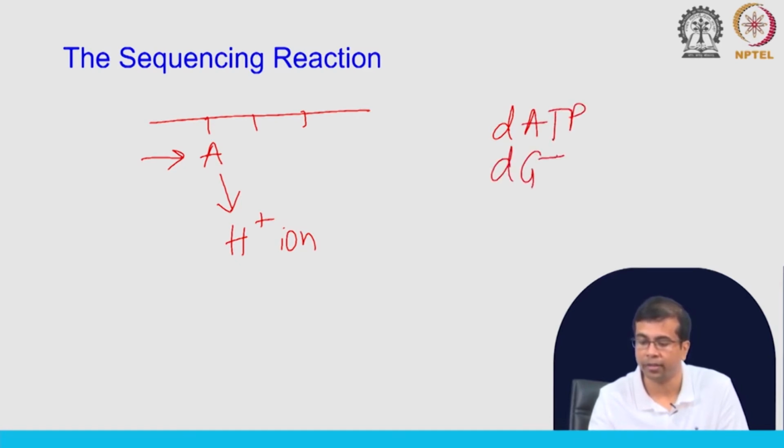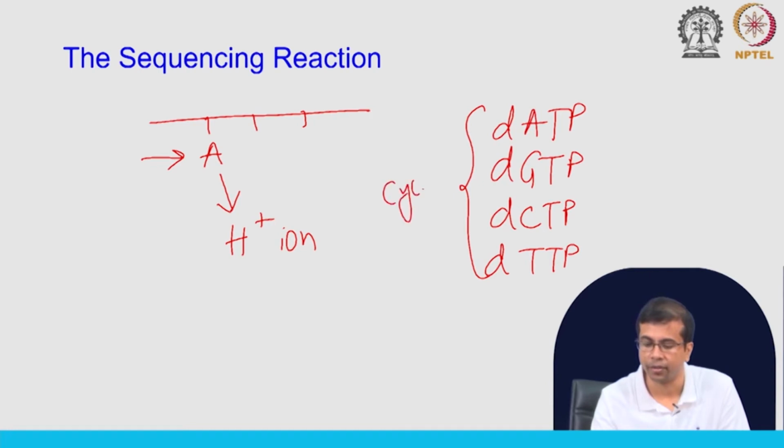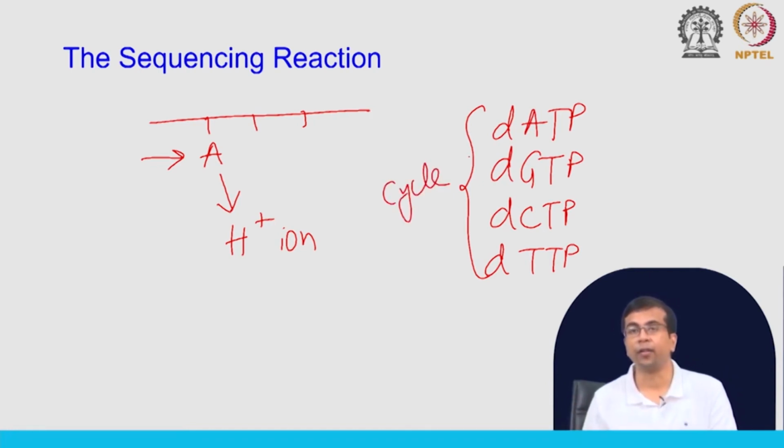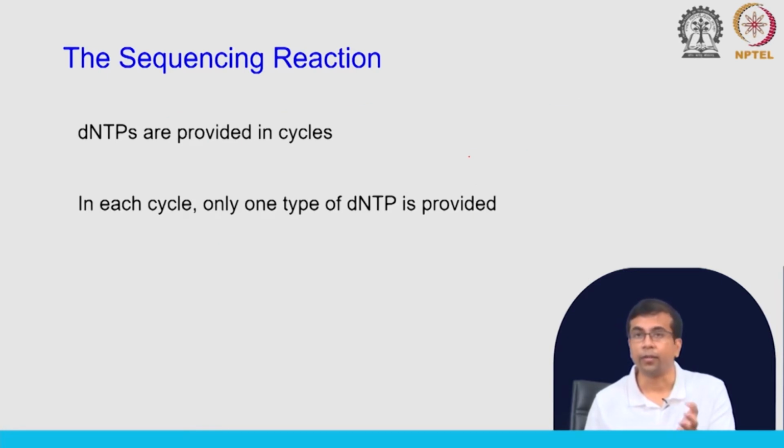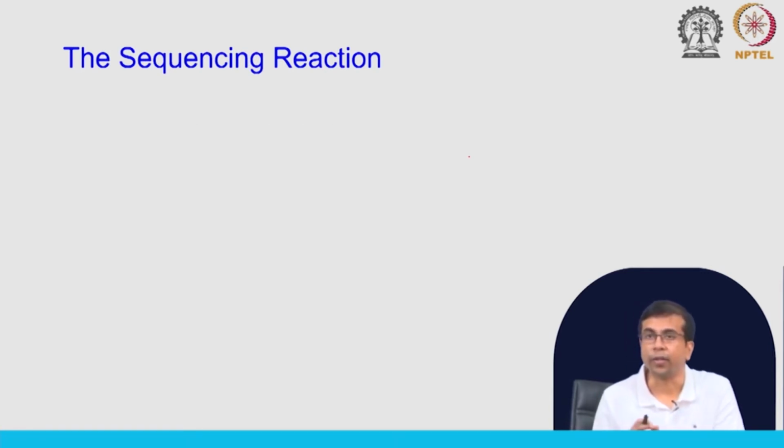So, we have dATP, dGTP, dCTP and dTTP, and this forms a cycle, one after another. This gives us one cycle, and you can repeat this process as many times as you want, and you get a certain length of the read in this data. As you can imagine, we can get very similar numbers as 454. As I just mentioned, we provide dNTPs in cycles, and in each cycle only one type of dNTP is provided.